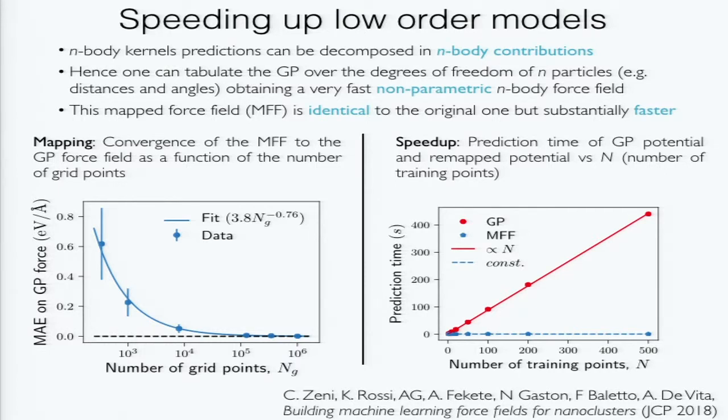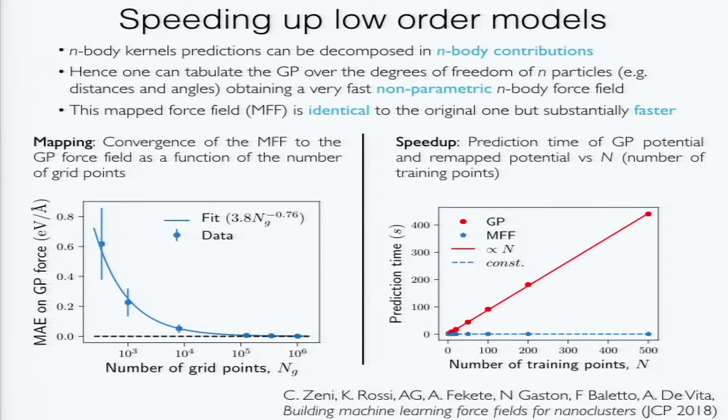Now you have a tabulated potential. It's a potential which is a table and tells you what's the energy of a bond given a distance. You throw away everything else. Now you have a potential which is tabulated and which computational cost does not depend on your training set. Now it's just a table, it's a lookup table.